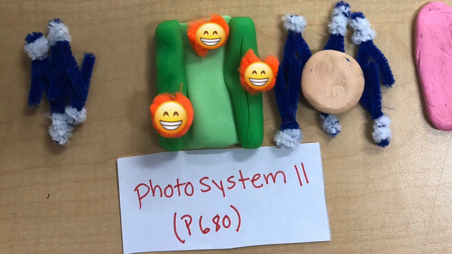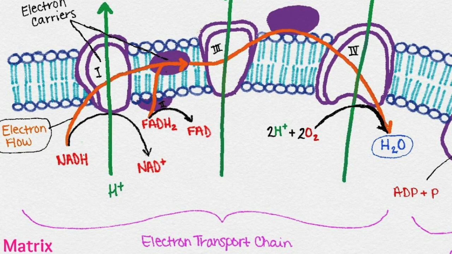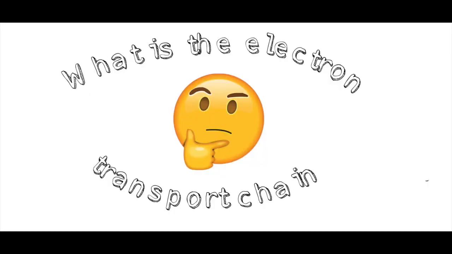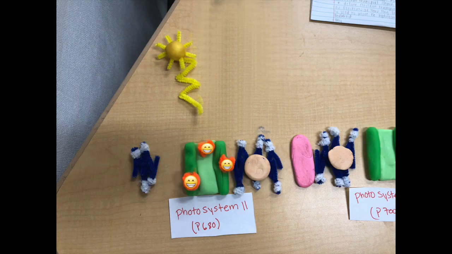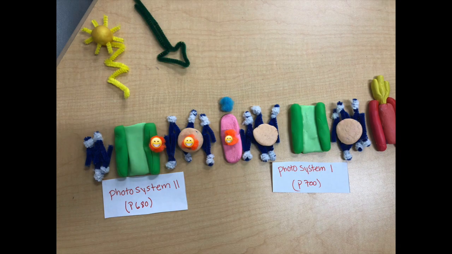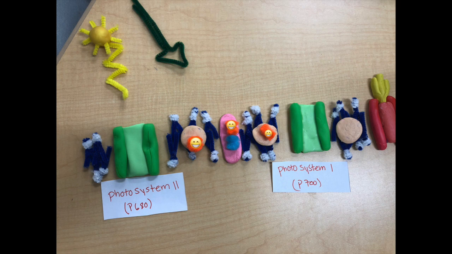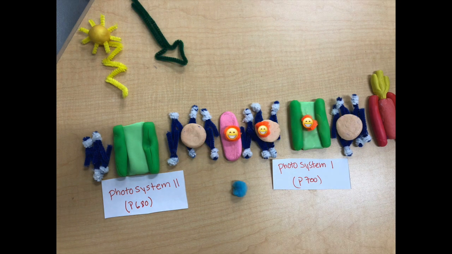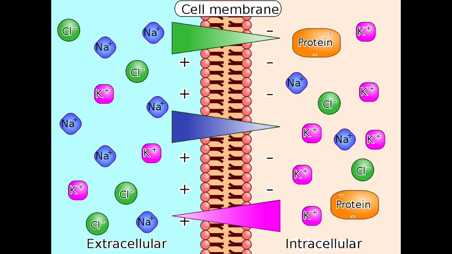Excited electrons from photosystem 2 are transferred to an electron transport chain within the thylakoid membrane. Electron transport chain transfers electrons from electron donors to electron acceptors. As the electrons are passed through the chain, they lose energy, which is used to translocate hydrogen ions into the thylakoid membrane. This buildup of protons within the thylakoid creates an electrochemical gradient, also known as proton motive force.